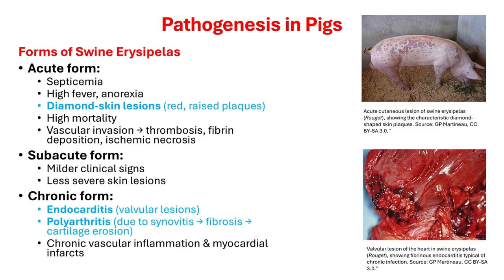The chronic form develops after the acute or subacute stage. It is characterized by endocarditis and polyarthritis. Valvular damage leads to heart murmurs, while chronic synovitis causes joint swelling, fibrosis, and erosion of articular cartilage. Affected pigs show lameness and reduced performance.